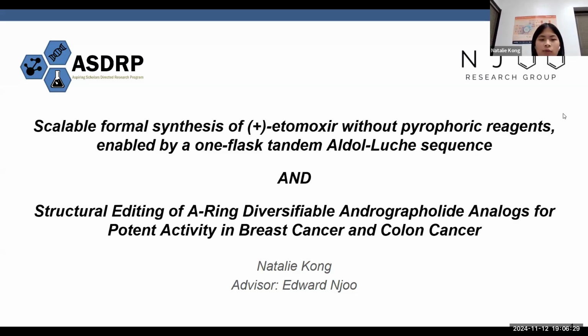One is on a scalable formal synthesis of (+)-Etomoxir without pyrophoric agents, enabled by a one-pot tandem aldol-Lucas sequence. And the other is the results of a project studying the structural editing of A-ring diversifiable andrographolide analogs for potent activity in breast cancer and colon cancers.